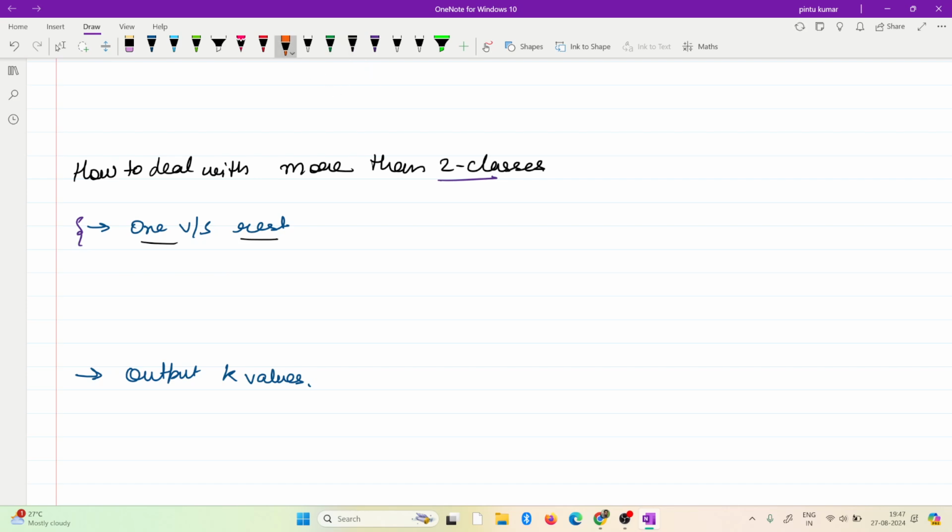Let's say you have three classes. Then what you will do is create three new data sets. Let's say the classes are C1, C2, and C3. In the first data set, you will relabel class C1 as 1 and C2 and C3 as 0, right?